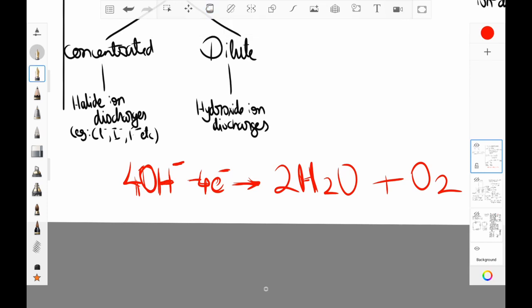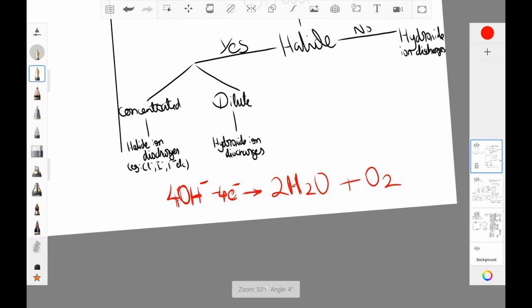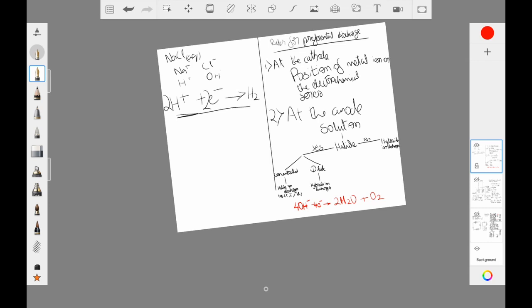So that's the discharge of the hydroxide ion. Again, take note of it.